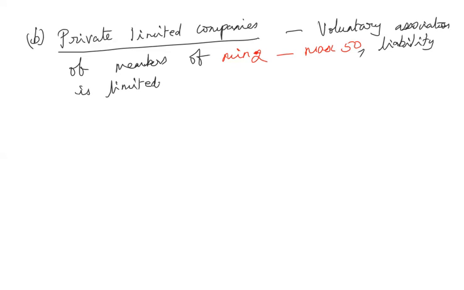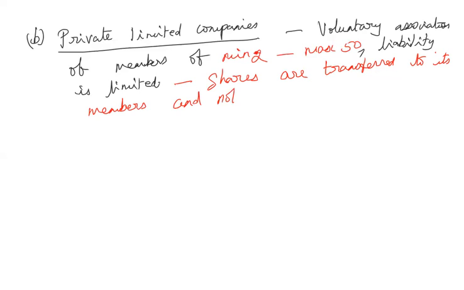The main difference here is that shares are not floated to the general public. The shares are transferred to its members, and not to the general public. If shares are issued to the general public, then it will be registered as a public limited company. If the shares are within the members of the company, then it becomes a private limited company, not for the general public.